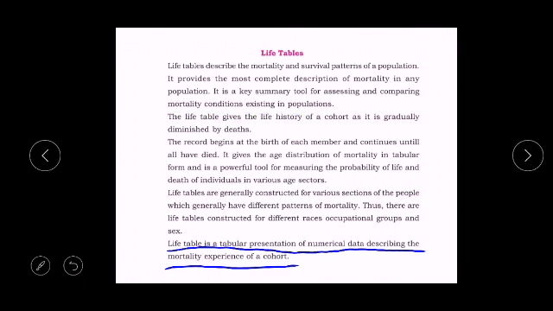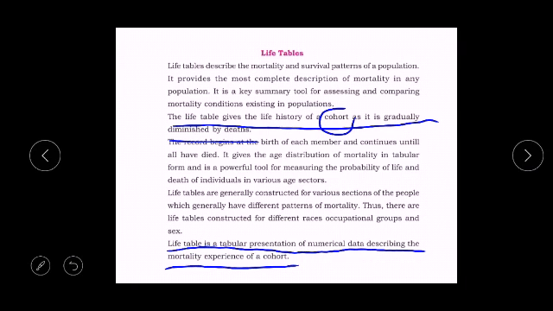Also, the life table gives the life history of a cohort as it is gradually diminished by deaths. One more time the term cohort came here. A cohort means a set of people who were born at the same time, which we will discuss again. In simple words, it's a group of people who are born at the same time. Just remember that for the time being. So here cohort means a group of people who are reducing by dying every day. One or other person will die.